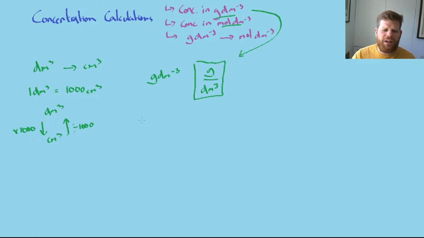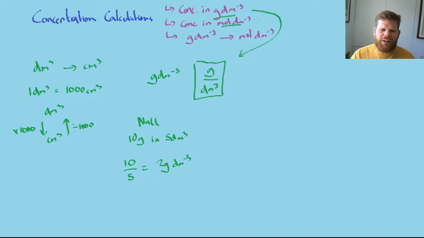Let's say I've got an example. I've got some sodium chloride, NaCl, and I've got 10 grams of my sodium chloride in 5 decimeters cubed. The question is, what is the concentration in grams per decimeter cubed? Using this example, I would take 10 and divide it by 5, and that would give me 2 grams per decimeter cubed. And that is my answer.